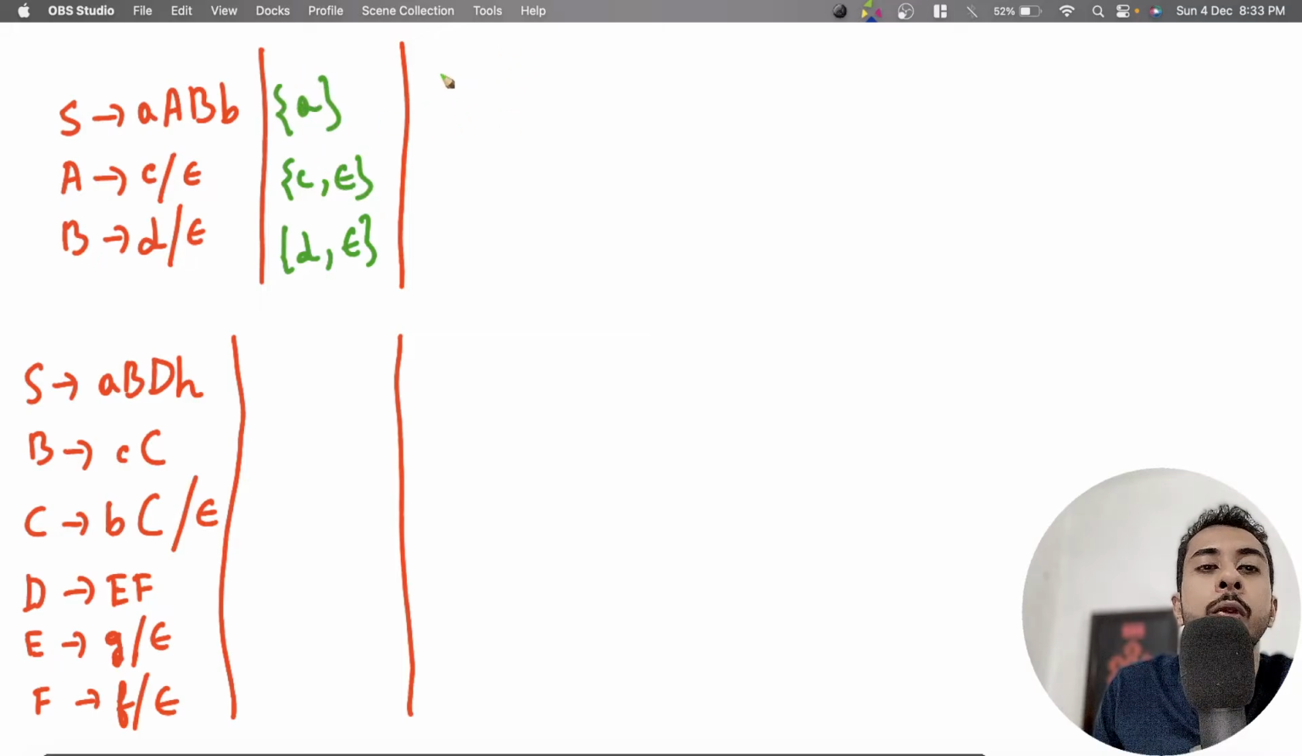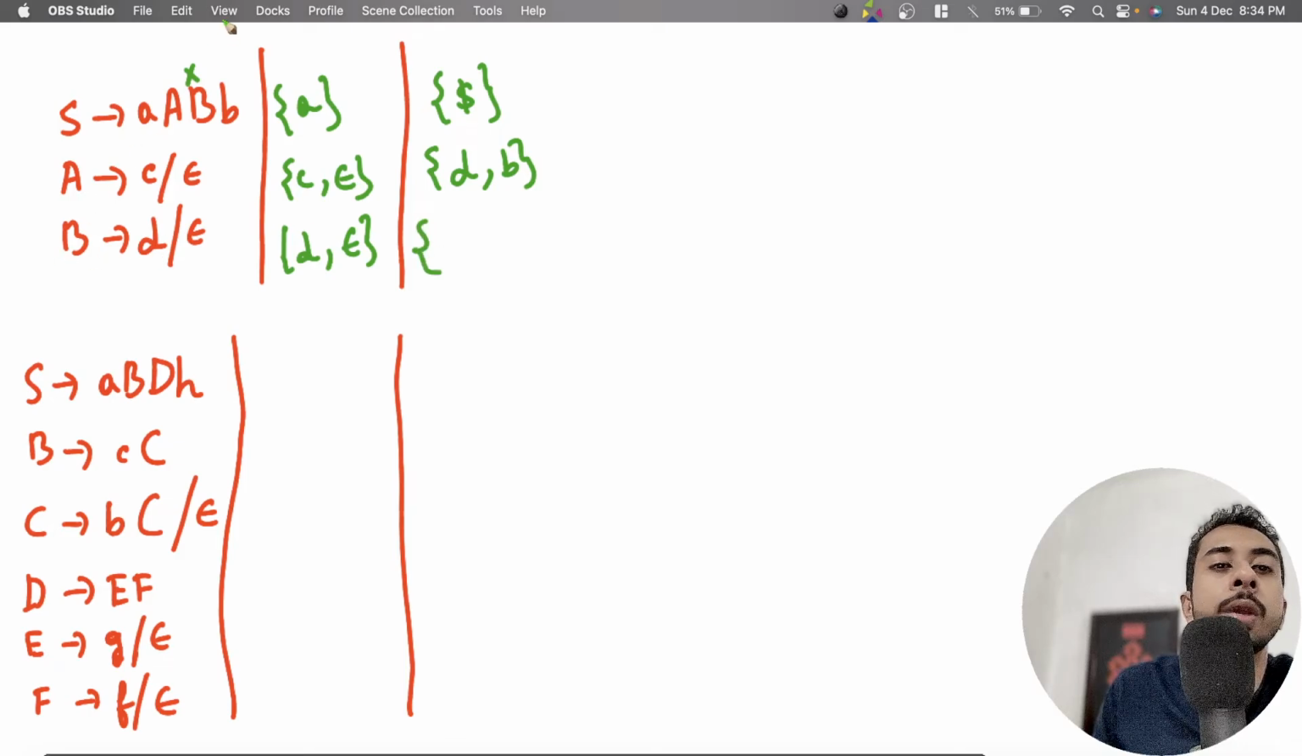So what is the follow? Follow of S is dollar. Where else? Follow of A is first of B, right? What is first of B? First of B is D and epsilon. So if I put epsilon in place of B, B gets vanished. So now A is being followed by small b, which is also follow of A. Now what is follow of B?